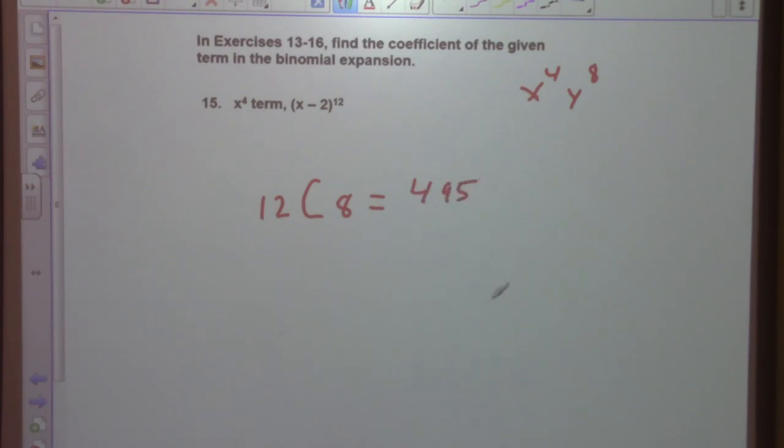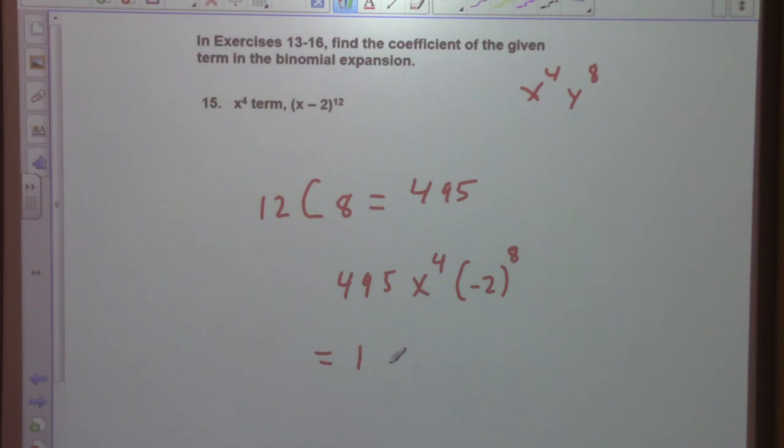And so when we write this out, the x to the 4th term, we're going to have 495, and now we've got to be careful here. We're going to have x to the 4th, but we're going to have this negative 2 to the 8th. Do you see how this is taking the place of the y? And so for this one, our answer is going to be negative 2 to the 8th power times 495 x to the 4th. And so what's negative 2 to the 8th power times 495?